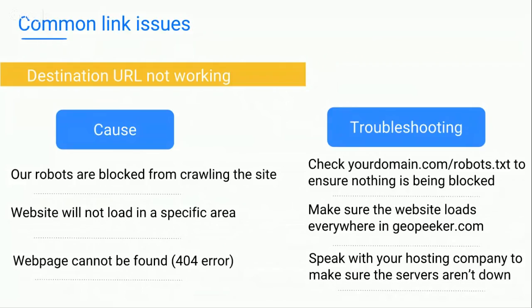Perfect. So destination URL networking is a whole other kettle of fish. A lot of the times the causes are pretty straightforward. Your robots.txt file, which we'll go over a little bit more in a second, is actually blocking Google from crawling your site. Bad.